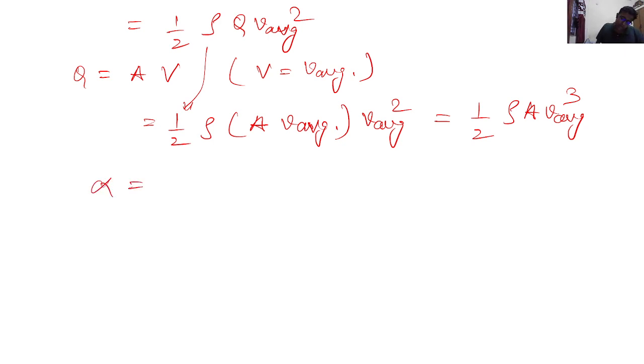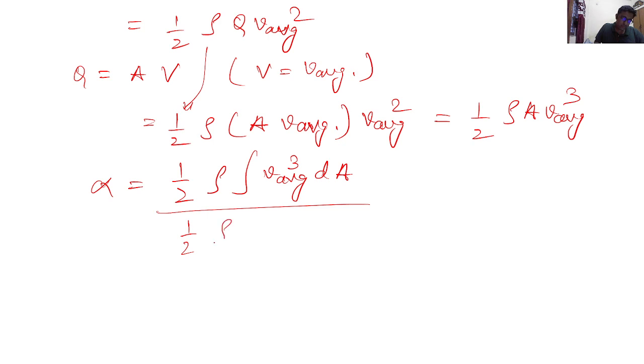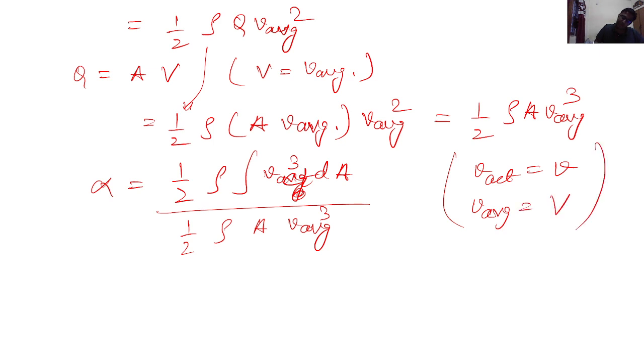So alpha, which was the kinetic energy correction factor, which I explained was equal to the kinetic energy per time considering the actual velocity divided by the kinetic energy per time considering the average velocity, would finally look like this: half rho integral V cube dA by half rho A V average cube. This is V actual. So we will just use this expression and change the notation. V actual can be written as small v and V average can be written as capital V.